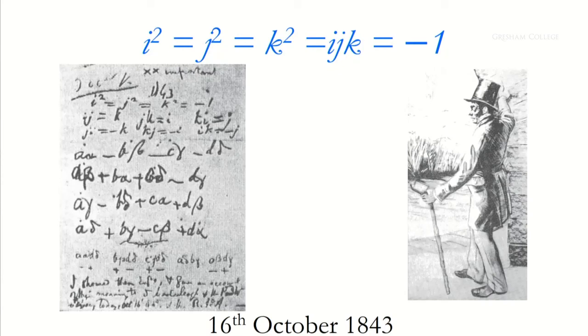I pulled out on the spot a pocketbook, which still exists, and made an entry there and then. Nor could I resist the impulse, unphilosophical as it might have been, to cut with a knife on a stone of Broom Bridge as we passed it, the fundamental formula with the symbols i, j, and k, namely i squared equals j squared equals k squared equals ijk equals minus 1, which contains the solution to the problem.